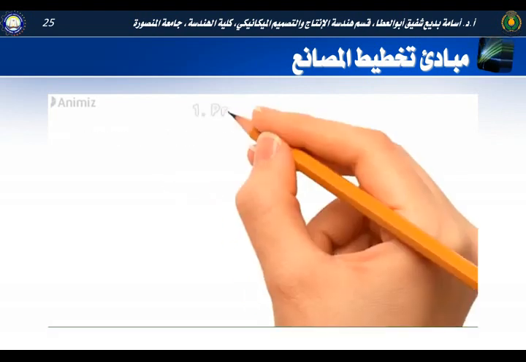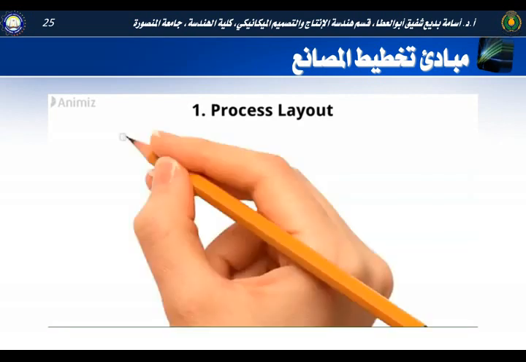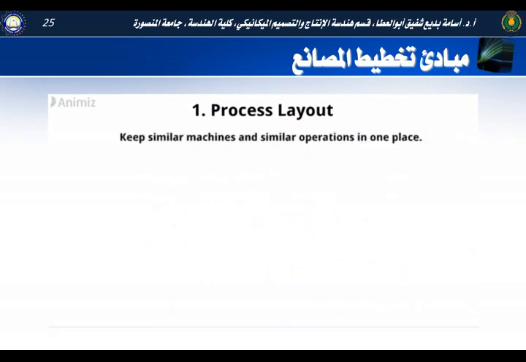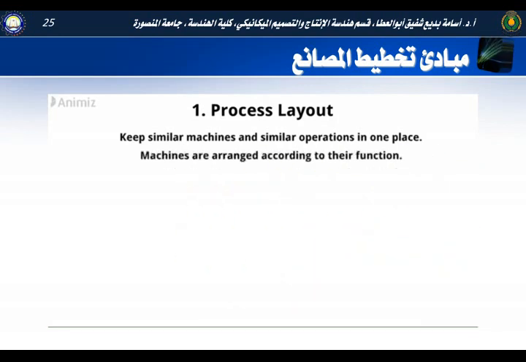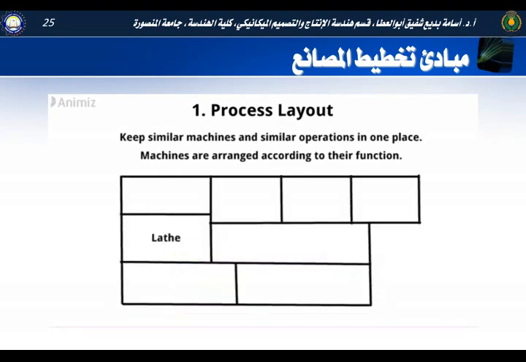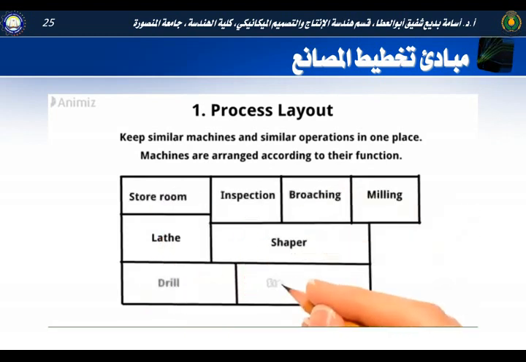1. Process layout. In process layout, keep similar machines and similar operations in one place. In other words, machines are arranged according to their function. In process layout, all the lathes are in one place, all the milling in another, and so on, arranged according to their function. Now, understand the layout by an example.